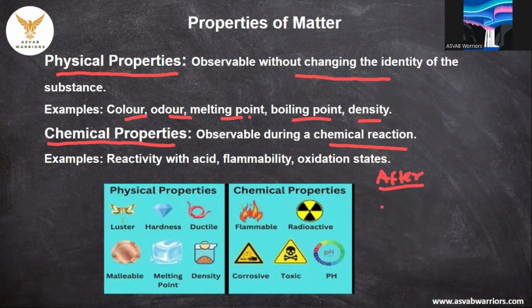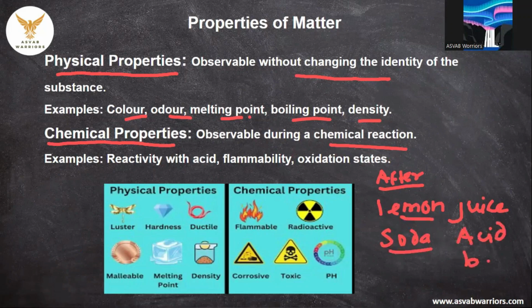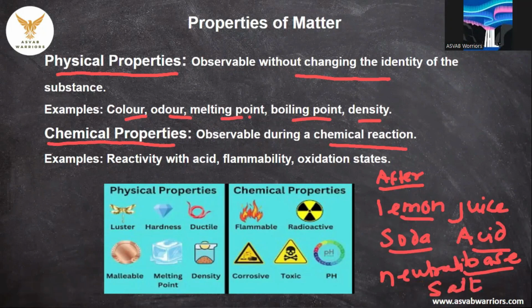Say for example, if you are adding lemon juice to baking soda, these are opposite compounds, acid and base. So they will react with each other and get neutralized to form salt and water. We will move on to the next slide now.